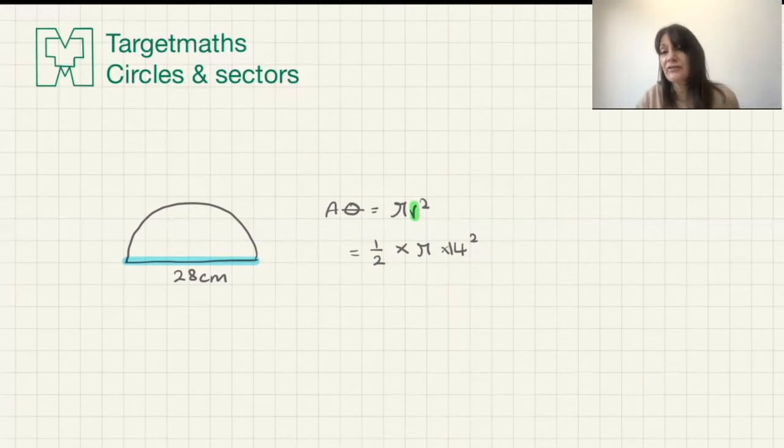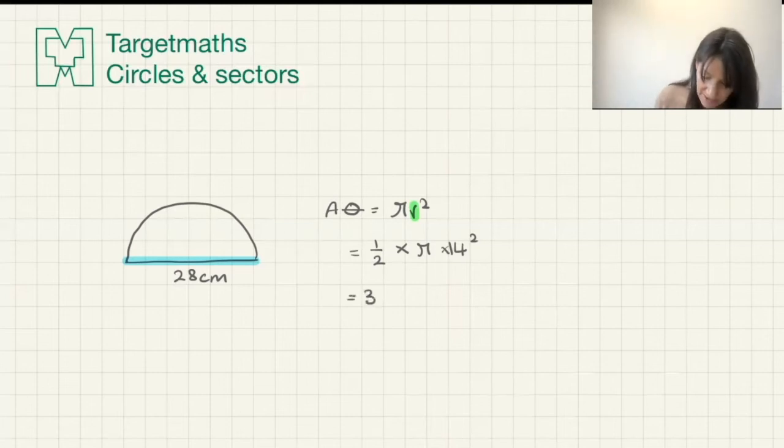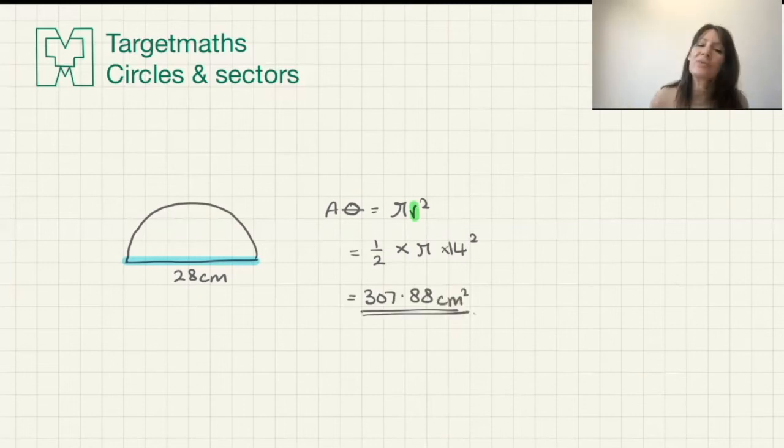I can literally throw that whole thing into my calculator, press S to D, and I get my answer of 307.88, correct to 2 decimal places. Okay, so I'm still using the same formula, but I only want half of the result that that formula would give me. And the circumference, the perimeter of that shape, is going to work in pretty much the same way.